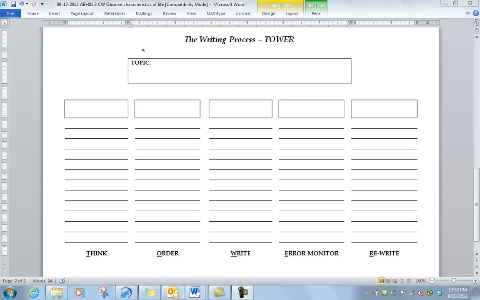Hi guys, this is a lesson on writing today, and if you turn your mini lab sheet over to the back, you'll see that this picture, the writing process tower, is there on the back of your sheet. There are a couple different kinds of writing.